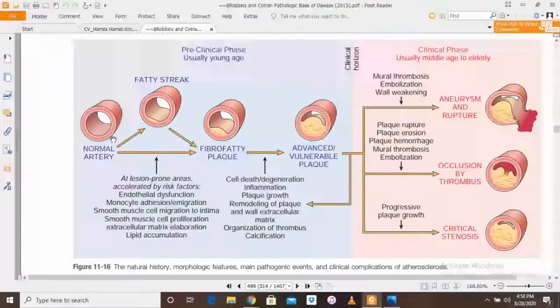is, you can see the normal artery. This is the fatty streak formation. I have told you fatty dots combine together to form a fatty streak. Or a normal artery may directly form a fibrofatty plaque. This fibrofatty plaque may become a vulnerable plaque. Vulnerable plaque means unstable plaque.